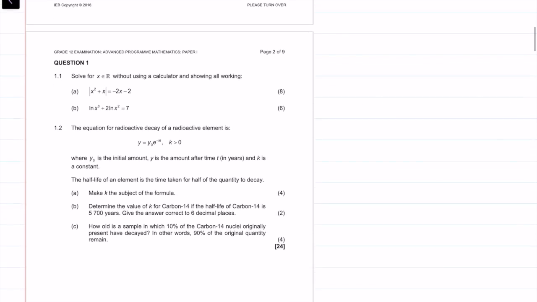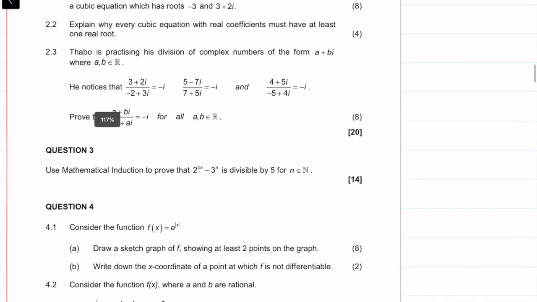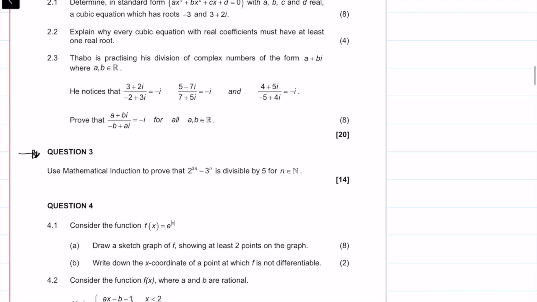This is the final exam, and this is the first video, but as per usual I want to start off with something that's easy, which is the mathematical proof by induction. In this paper it is question 3, so that's where we're going to start off.